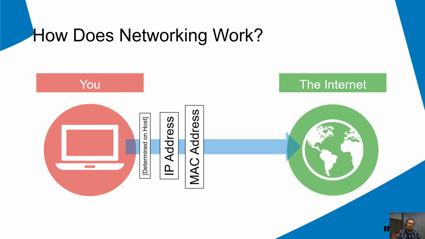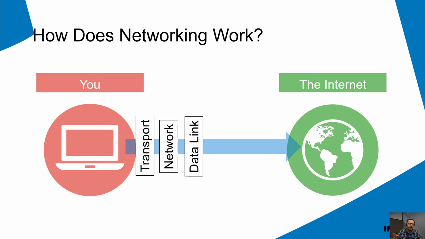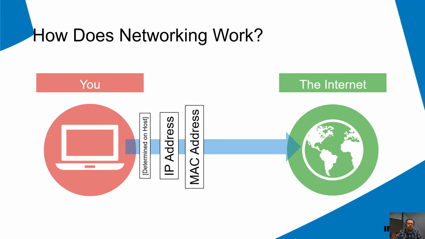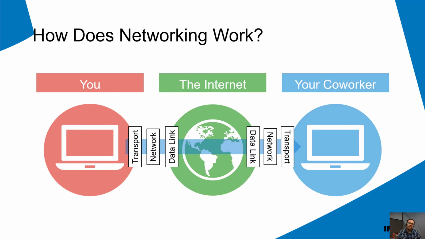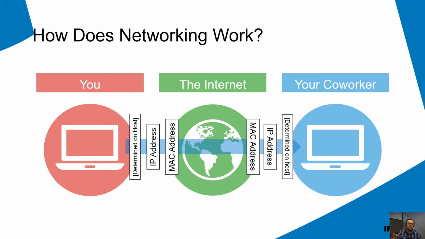We're going layers 4, 3, 2, and of course 1 is implied by my arrow. We're going transport, network, data link, determined on the host, going IP address, MAC address. And then, as I said, as we go from 7 to 1 on your device, on the opposite device it goes 1 through 7. So when it goes across the internet and gets to your coworker, it goes in reverse: data link, network, transport. Or in other words, we're going to determine on host, IP address, MAC address, across layer 1 to the next MAC address, layer 2, IP address, layer 3, determined on the host, layer 4. The email is going across like it's 4, 3, 2, 2, 3, 4. It has arrived on the other side.